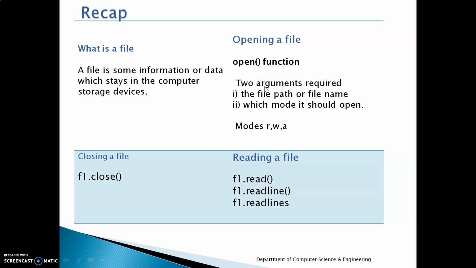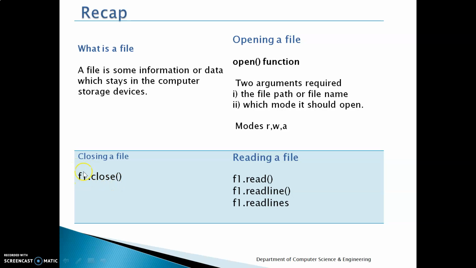2 arguments are to be passed to it. One is the complete path name of the file, and the second is the mode in which you need to open it. The different modes that we have come across are read, write and append. In addition to these, there are other modes wherein you can even have R plus, W plus and so on. And in case you don't specify any mode, we know that the default mode is the read mode.